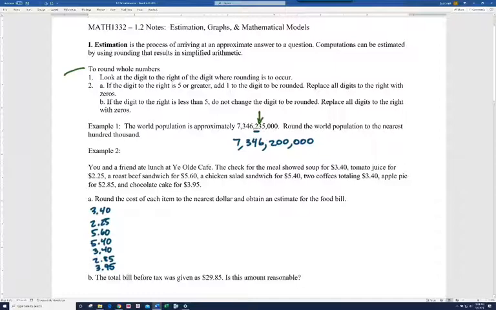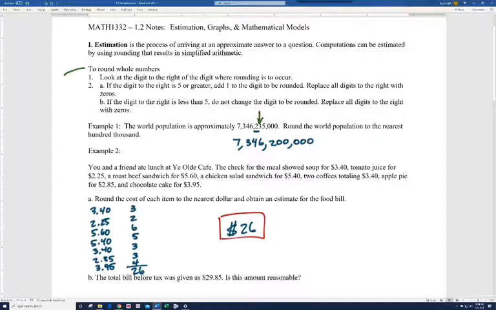And notice it says round each of these to the nearest dollar to obtain an estimate. So $3.40 rounds to 3, $2.25 rounds to 2, $5.60 rounds to 6, $5.40 rounds to 5, $3.40 rounds to 3, $2.85 rounds to 3, and $3.95 rounds to 4. So if you add these numbers up, which hopefully you can do in your head, you get 26. So in part B, it says the total, actually let me write down that answer here. So $26 is our estimate.